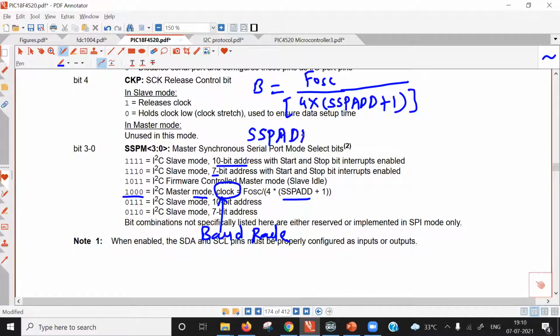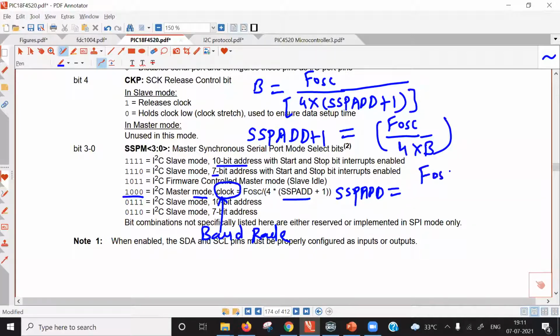So when you solve this equation, SSP address value plus 1 is equal to F oscillator by 4 into B. And this plus 1 we must shift to the right hand side of the equation. So SSP address register will have content equal to F oscillator divided by 4 into required baud rate, B is baud rate, minus 1.